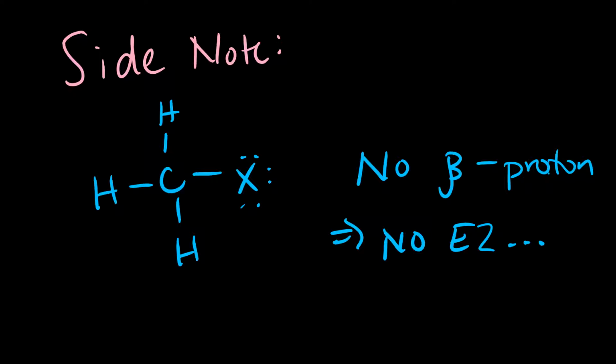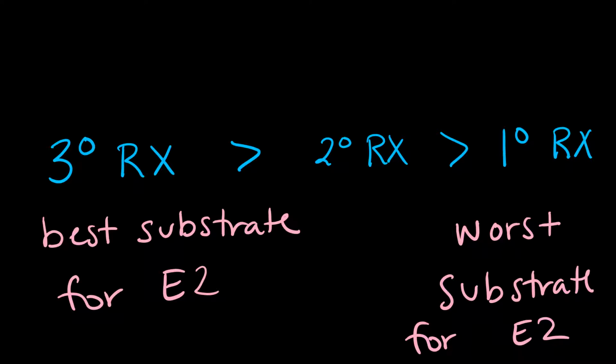As a side note, methyl halides cannot undergo E2 or E1 eliminations. There's no beta proton to eliminate. So because of the difference in alkene stability, it turns out that E2 eliminations prefer tertiary halides as the substrates because those yield the most stable alkene product. And primary halides are going to be the worst substrate for E2.